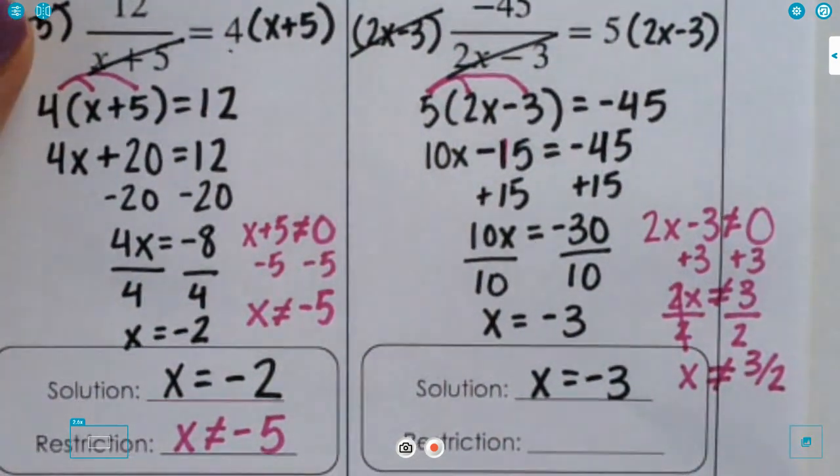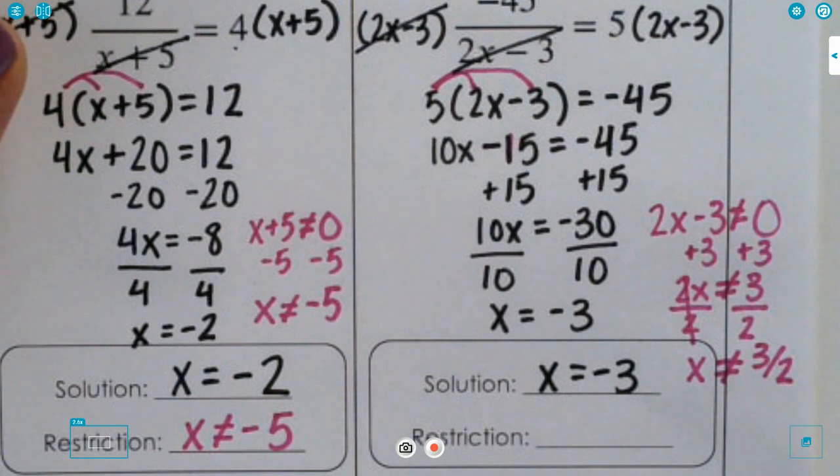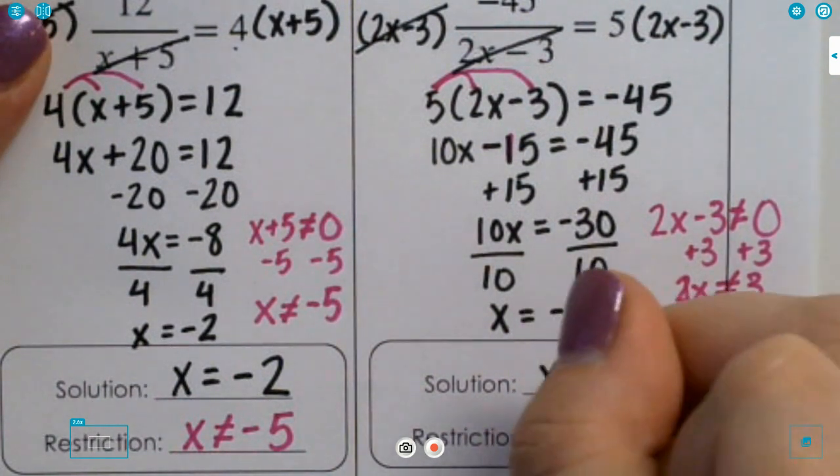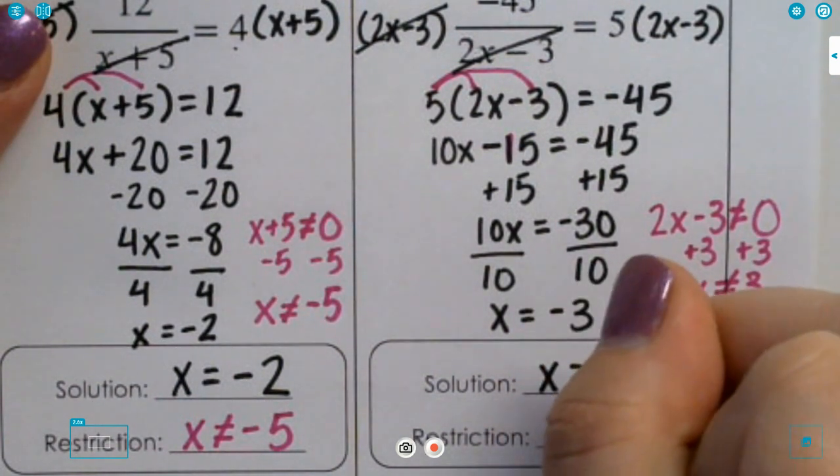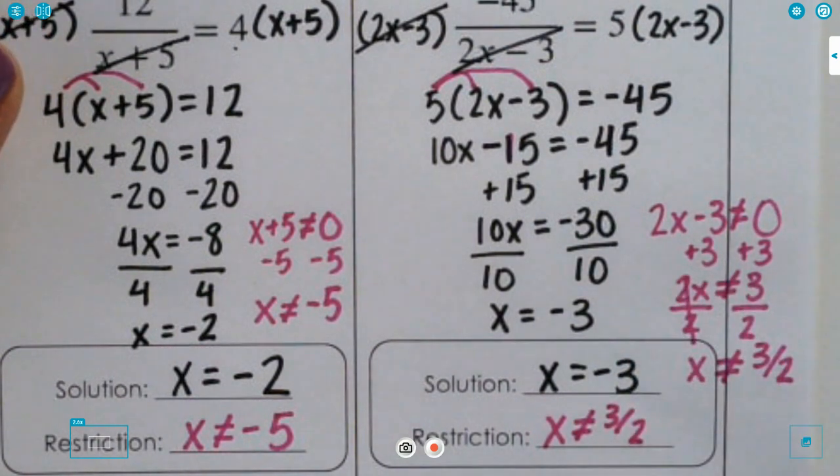On some of your restrictions, you are going to get fractions today. I'm giving you an answer blank so that you can have that to help you. Grab a note sheet right there. So x cannot equal 3 halves. Questions about either of those?